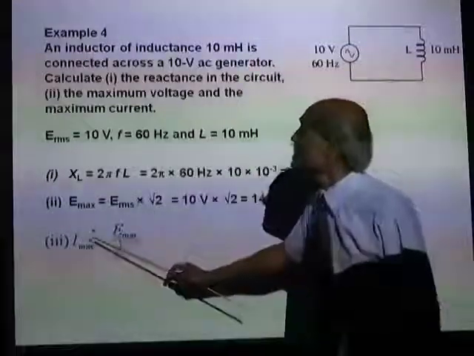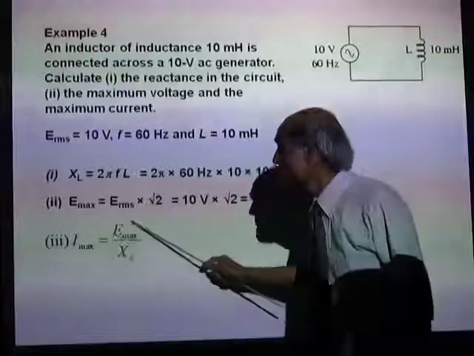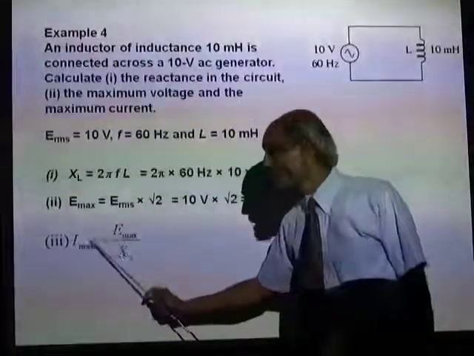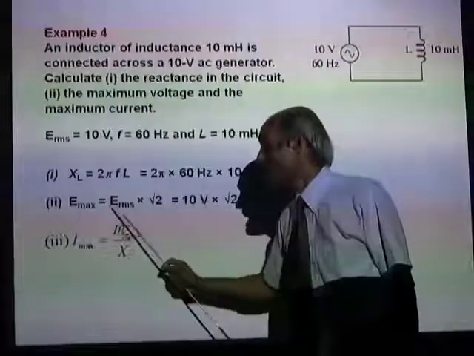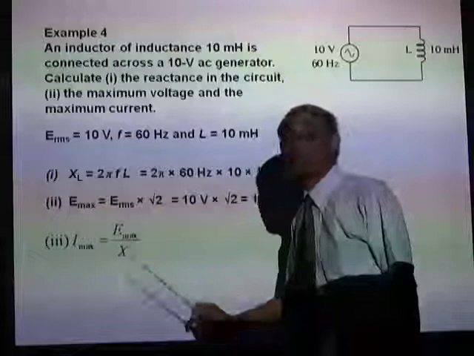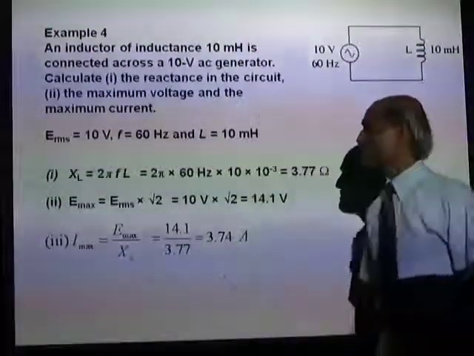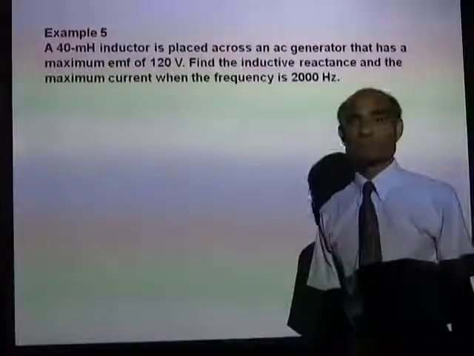And therefore, what is I max? I max is E max divided by XL. Like Ohm's law, I equal to V over R. Here, I max is E max over XL, and we know both those values. So the maximum current is 3.74 ampere.